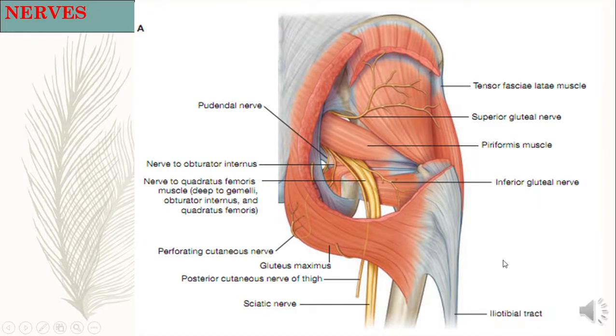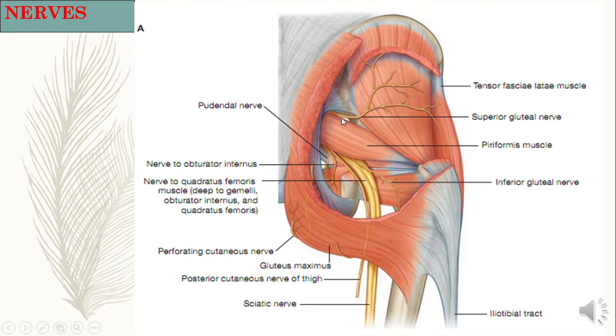Reviewing all the nerves, we can see that the superior gluteal nerve arises from the posterior divisions of L4, L5, S1 spinal nerves from the sacral plexus, while the inferior gluteal nerve is a step down. It arises from L5, S1, S2 spinal nerves, the posterior divisions of their anterior rami.